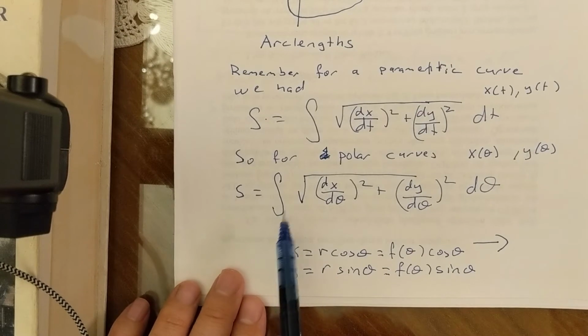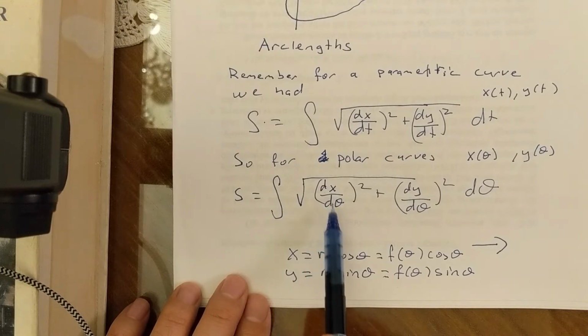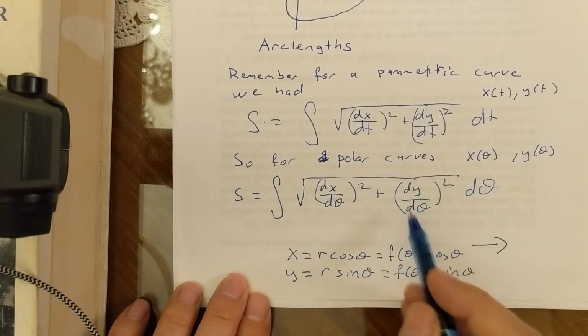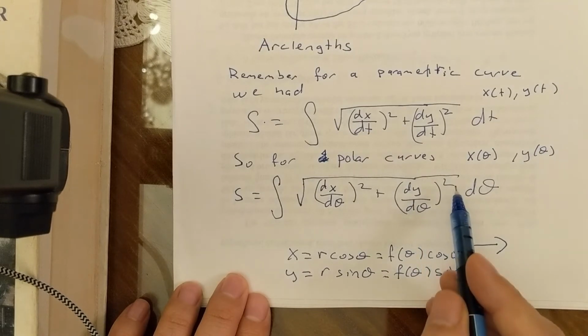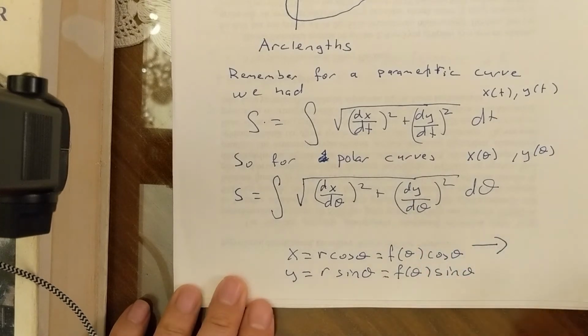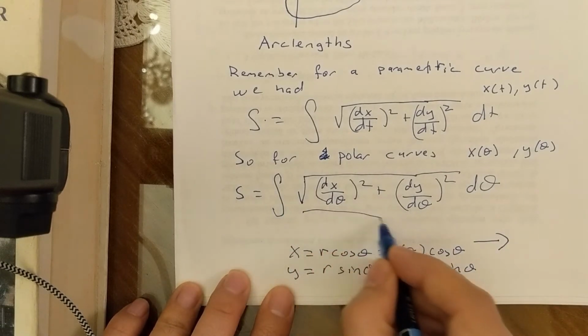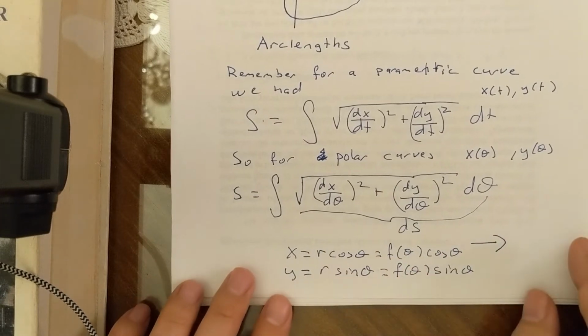So that says that to calculate the arc length, we would need to do the integral of the square root of dx/d theta squared, the derivative of x with respect to theta, squared, plus dy/d theta squared, the derivative of y with respect to theta, squared, d theta. Now this part, the inside of the square root and the d theta part of it, is usually called ds, okay?